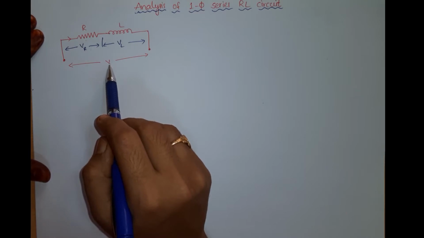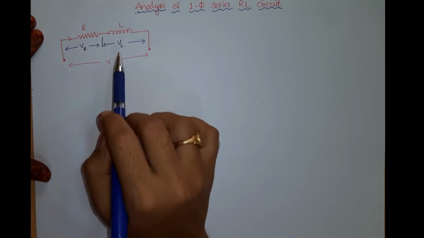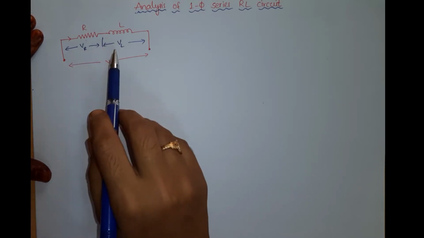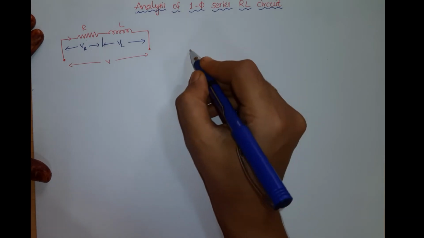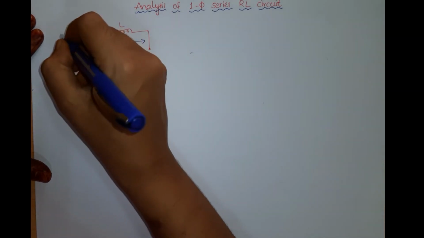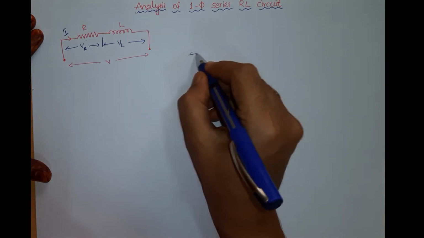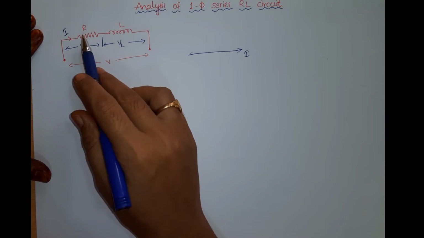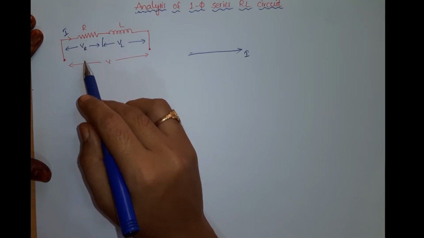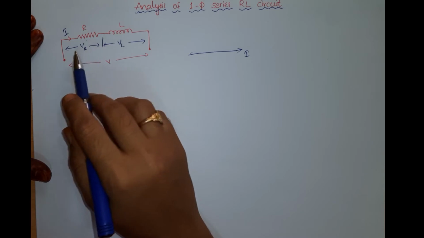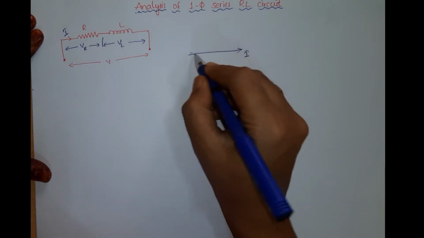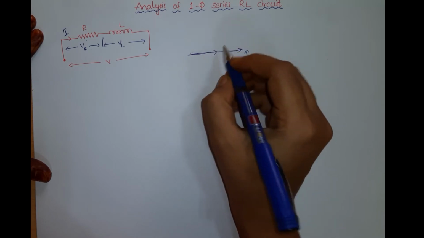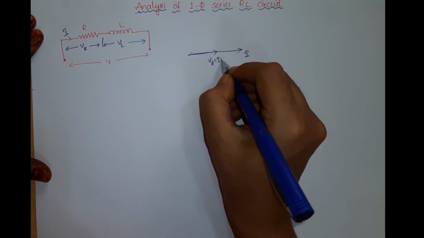Now if I try to draw a phasor of the voltages which are being divided between this resistor and inductor, I am taking the current as reference, that is reference current I. The current through the resistor will be in phase with the voltage. Voltage across the resistor, as this is my current, will be in phase with the current, that is VR is equal to IR.